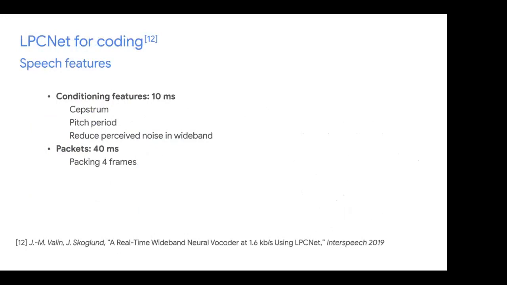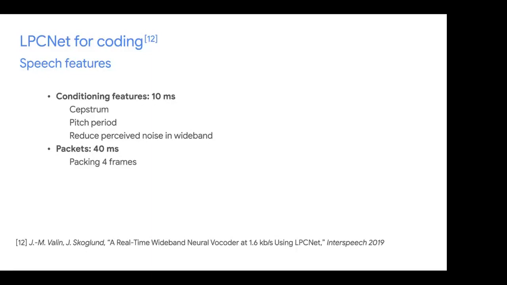All right, that was the speech synthesis part. For coding again, we need features, right? And we need code. After the original LPCNet paper, we actually built the codec at Interspeech last year. So we got it down to 1.6 kilobits per second. The features used in this codec version of LPCNet are extracted every 10 milliseconds, but in order to reduce the bit rate, we pack them into 40 millisecond packets. The transmission frame, or the packet, is every 40 milliseconds. You pack all four frames together.